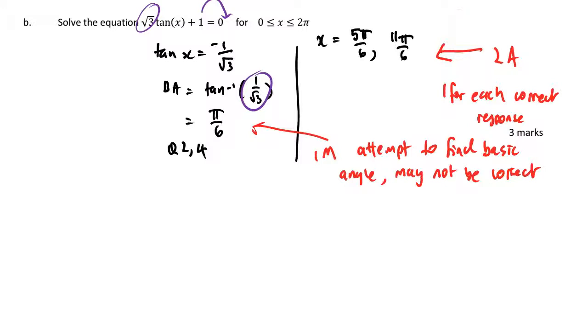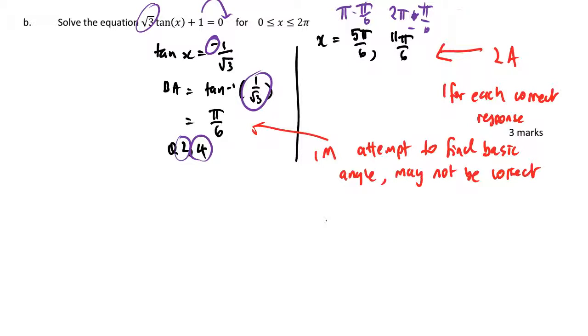Coincidentally, it was the same basic angle as the previous question. Doesn't matter because the quadrants are going to be different this time. So this time we're working in quadrant 2 and quadrant 4 because tan was negative. We know that tan is negative in the second and fourth quadrants. So how do we work out what those angles are going to be equal to? So the second quadrant is pi minus the basic angle. Pi minus pi on 6 is equal to 5 pi on 6, and the fourth quadrant angle is 2 pi minus the basic angle, and so that's going to give us 11 pi over 6.